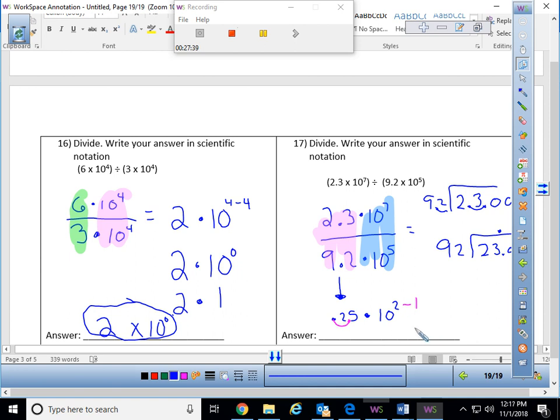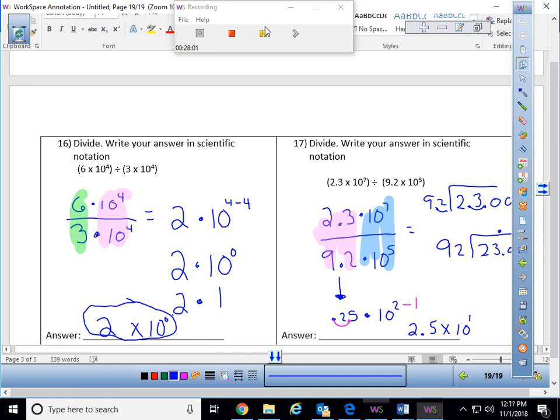So it's going to be 2.5 times 10 to the 2 minus 1, which is just 1. And I actually like to put that 1 there in scientific notation. Like I put the 0 here, I like to actually have the 1 there. Scientific notation likes those numbers.